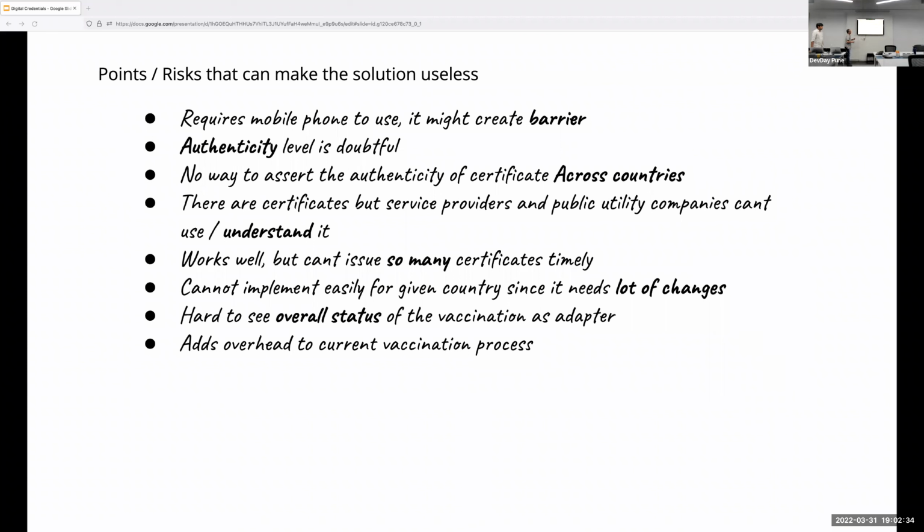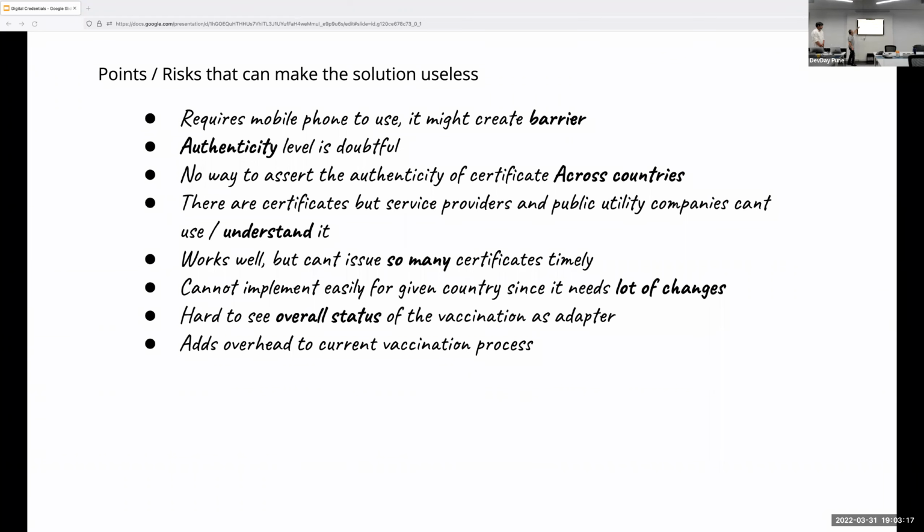And the authenticity level, if it is doubtful, let's say it's a paper-based certificate signed by someone, which doesn't have any trust associated with it. It could be printed by the digital system, but it doesn't have a credible proof. That will leave the system in an unusable state, because the certificate that is produced may not be authentic, right? So there's no way to assert the authenticity of the certificate across countries. If every country is using their own custom format and there is no way to validate the proof, then it's going to render it useless.